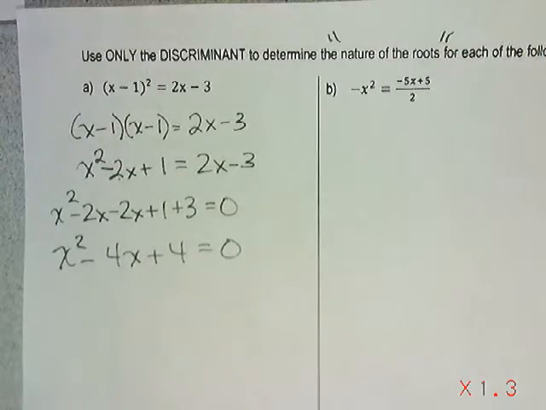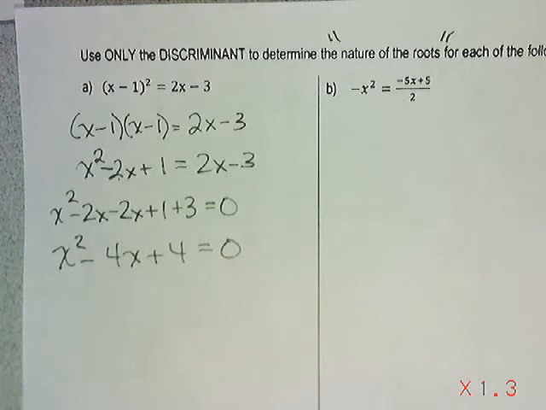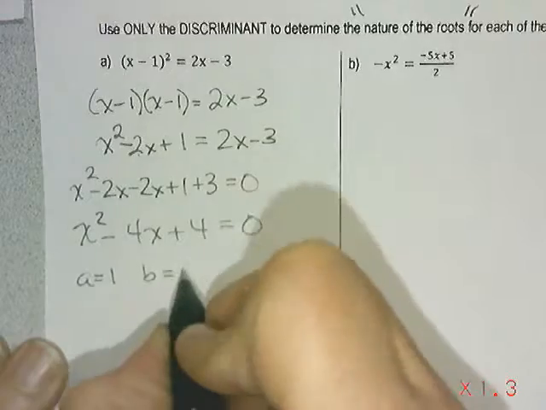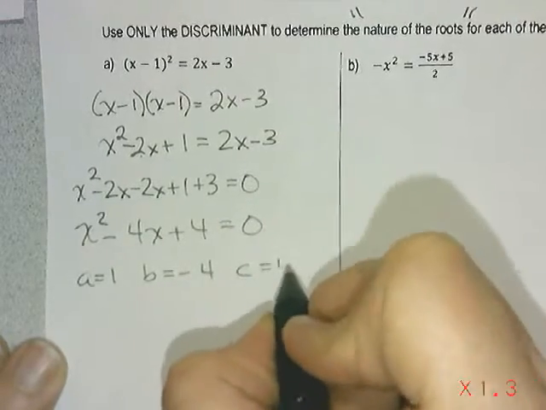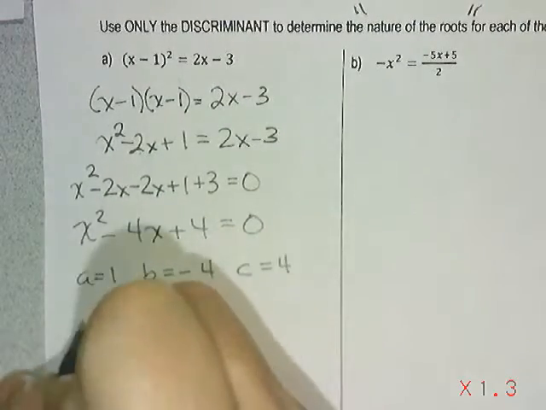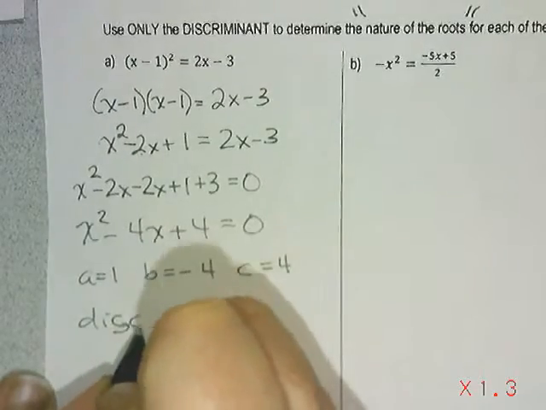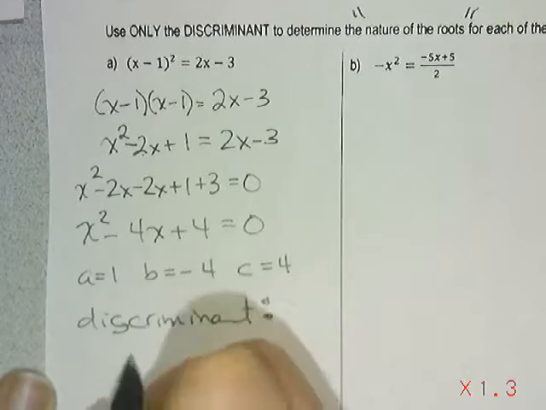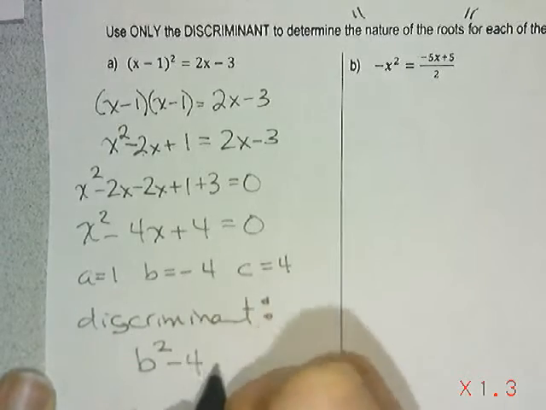That means how many, or what type of roots do we have? Do we have two distinctly different real roots, two equal real roots, or do I have two imaginary roots? And so my a value is 1, my b value is negative 4, my c value is a 4, and if I just use the discriminant, my discriminant is b squared minus 4ac.